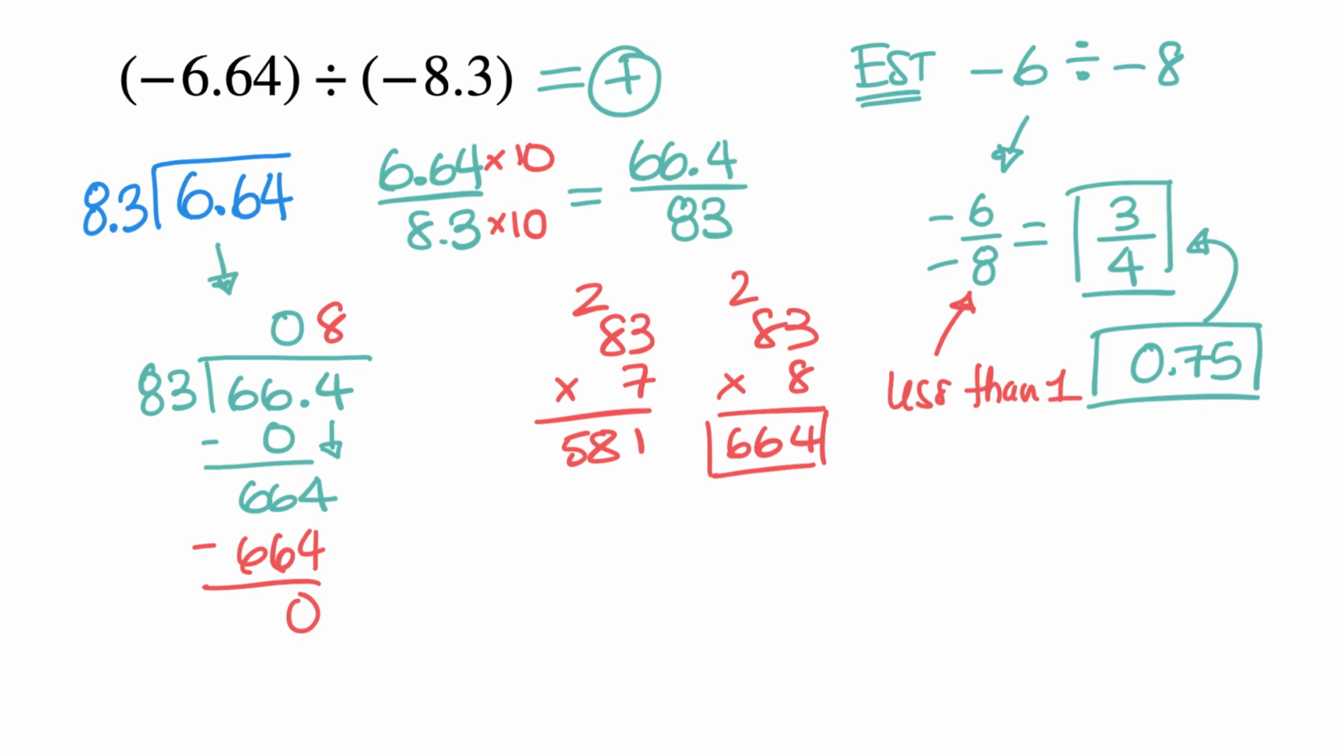and I get 0. So now I've got this 0 and an 8. Where's my decimal going to go? So my answer here, I said, was 0.75 as my estimate. So it makes the most sense that I've got 0.8 as my solution for this one.